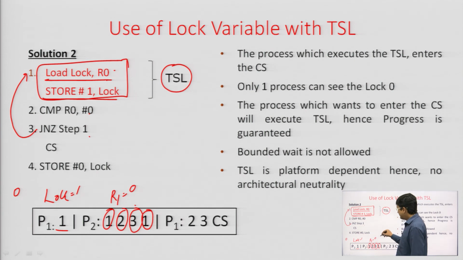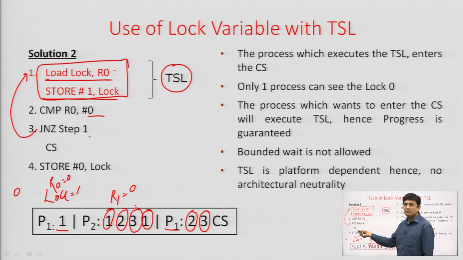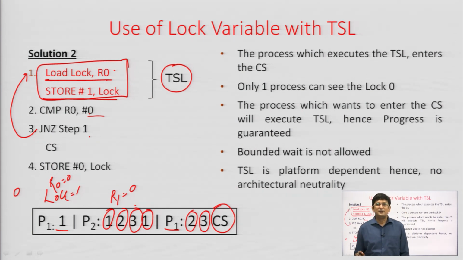It means P2 is checking again and again, and then process P1 executes statement number 2. The value of lock that it saw was obviously 0. Statement number 3 will be skipped because we are checking the value of R0 as 0, and process P1 will enter the critical section. So, we have allowed the critical section execution with the help of the lock variable.